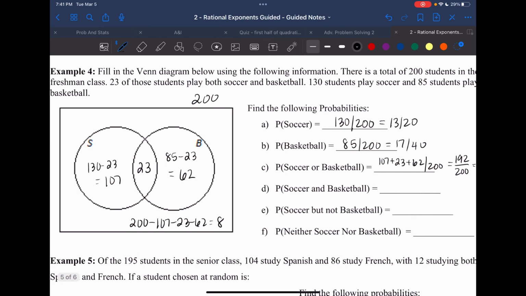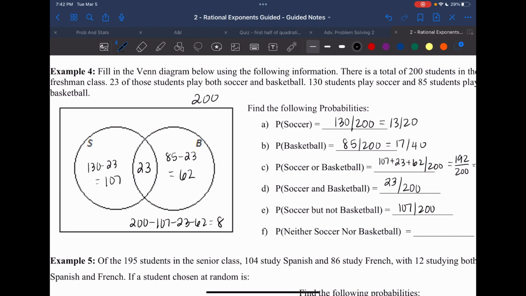The probability of soccer and basketball, again, is where they overlap. So 23 out of 200, that one cannot be reduced. Soccer, but not basketball. So that would be anyone who plays soccer, but eliminating the ones who do play basketball. So that'd be 107 out of 200. Also can't be reduced.